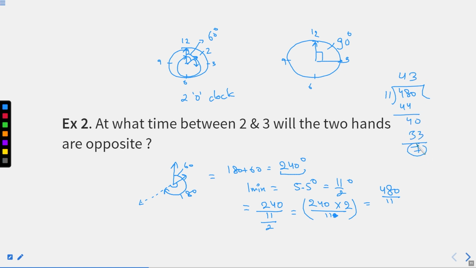This is the remainder. So what will be the answer for this? 11 43s are 473 and 7 as remainder. So the answer will be 2 o'clock and how many minutes? 43 and 7 by 11 minutes. At this point of time, both hands, the minute hand and the hour hand, find themselves at 180 degrees. I hope this question is clear to you now.